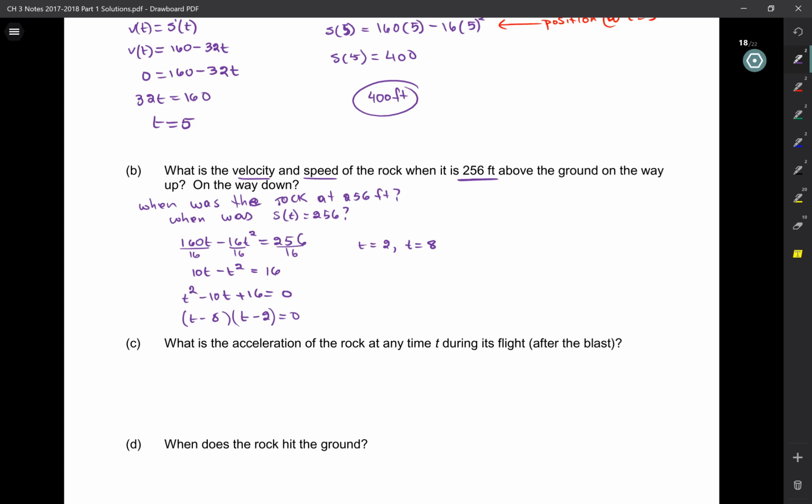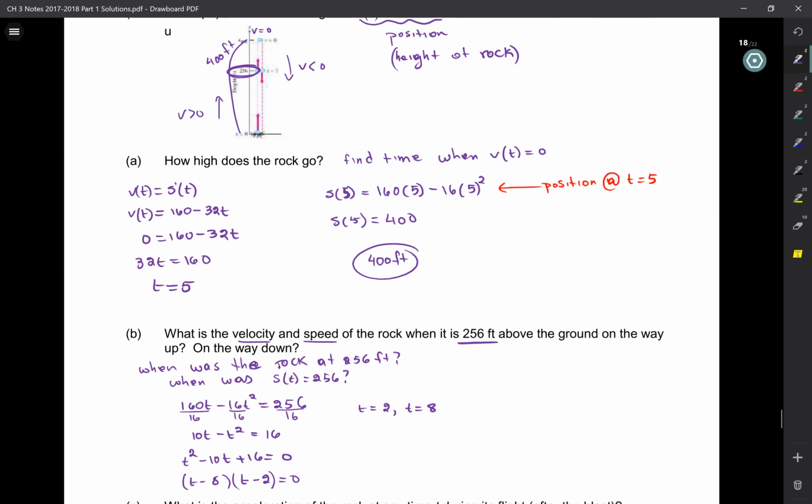Yeah, because it went up and down. It went up and down. Of course. I moved it to the other side. I moved t squared to the other side and 10t to the other side. Oh, you moved it to that side.